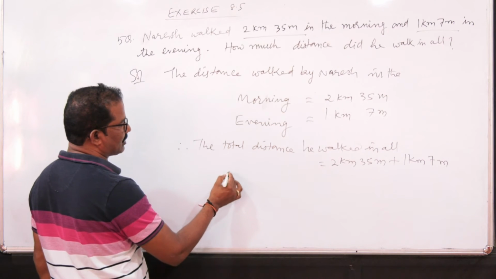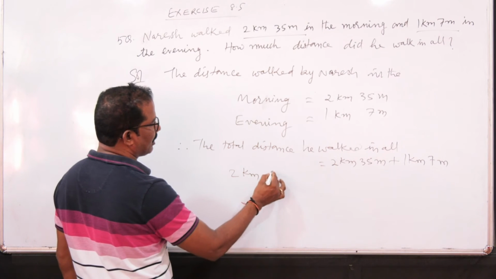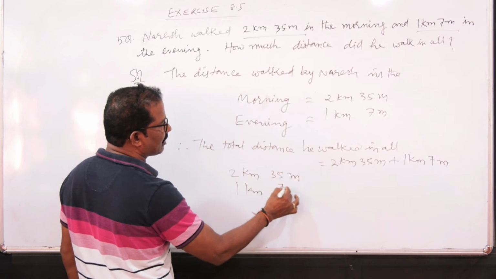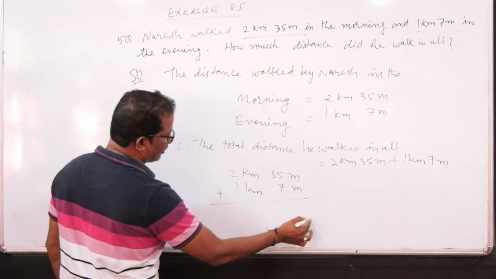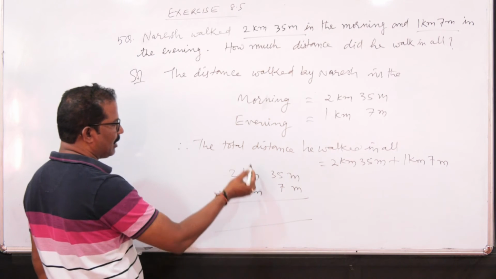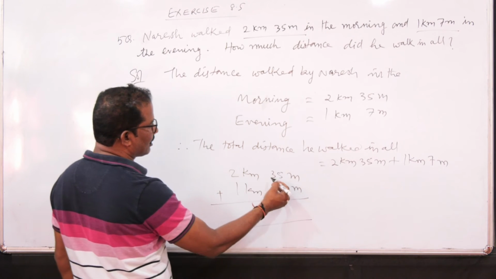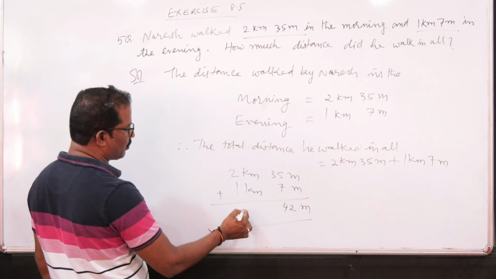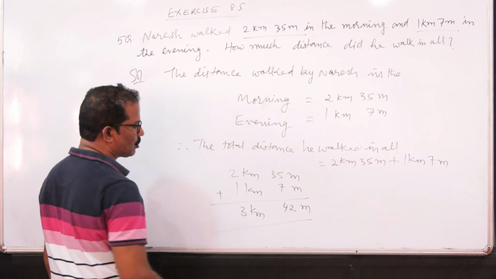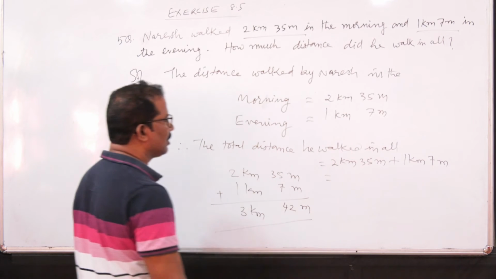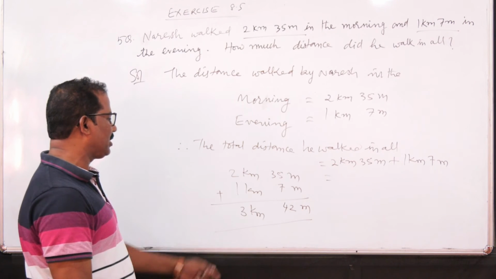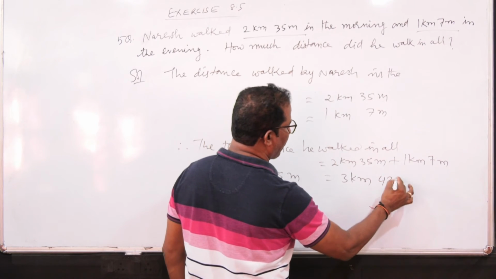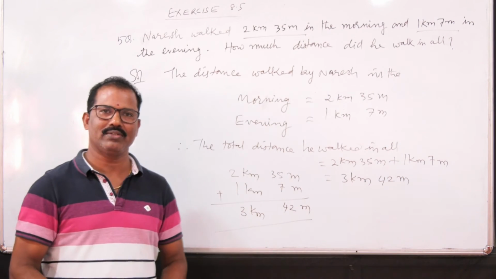How to add these two distances? That is 2 km and 35 meter, and here 1 km and 7 meter. So we have to add the meter units separately and kilometer units separately. So 35 plus 7 is how much? That is 42 meter. And here 2 plus 1 is how much? 3 kilometer. So altogether total distance he walked in the morning as well as evening together is equal to 3 kilometer 42 meter. Understand all of you?